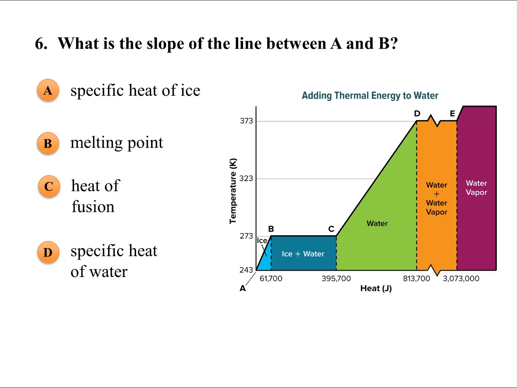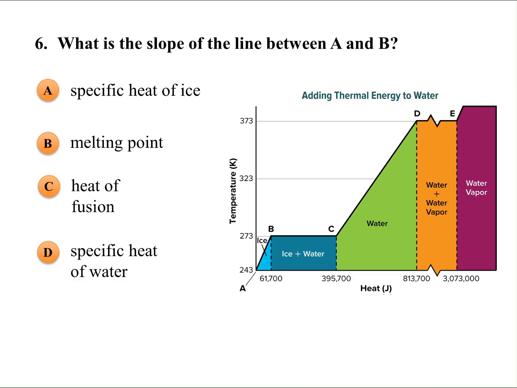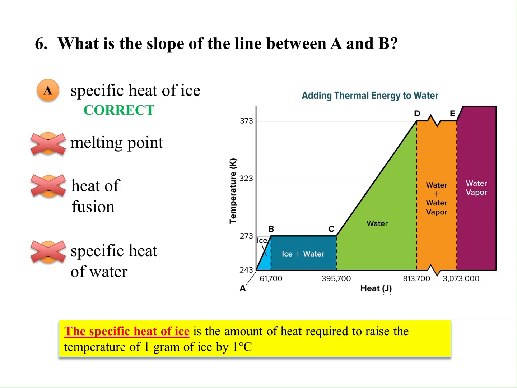What is the slope of the line between A and B? The line represents the specific heat of ice. And specific heat of ice is the amount of heat required to raise the temperature of 1 gram of ice by 1 degree Celsius.